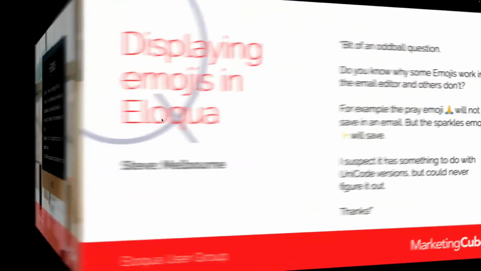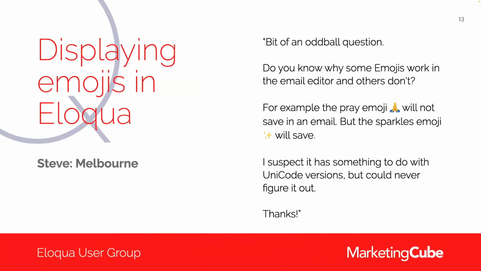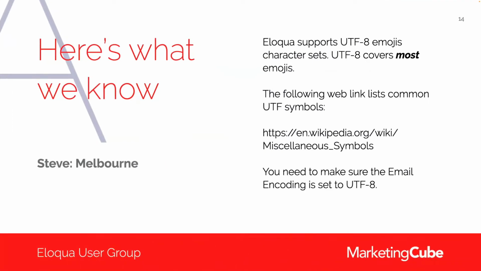So let's dive in. Have a quick look at some of these questions. One question came from a client of ours, Steve, in Melbourne, Australia. He describes it as an oddball question in relation to emojis and just having some challenges with different emojis not working, some do, some don't, and trying to understand what that might be. So Steve had indicated he thought it might have to do with Unicode versions. And after speaking with our developers, I discovered that's exactly what it is. So Eloqua supports what's known as UTF-8 emoji character sets, and that covers most emojis, but not all. And so that may be part of the issue that Steve was experiencing.